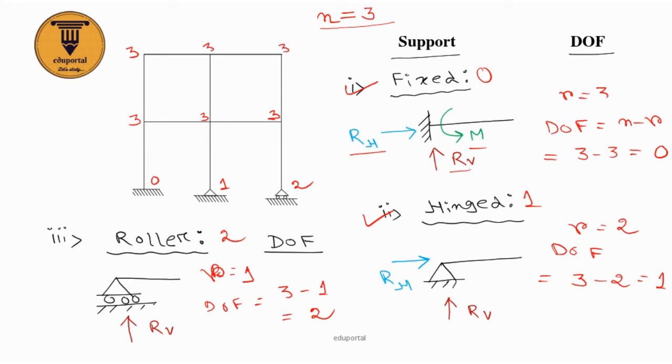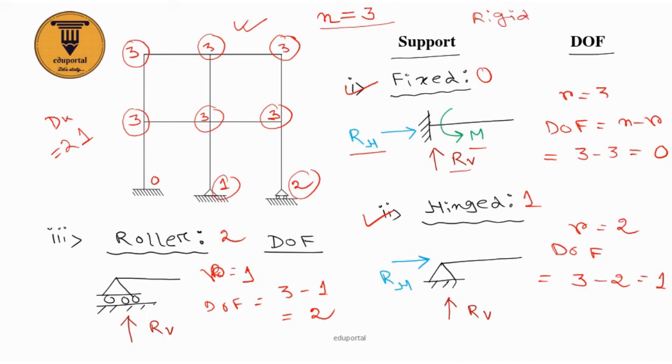Okay, so what will be the total kinematic indeterminacy? So addition of degrees of freedom, 3 plus 3 is 6, plus 3 is 9, plus 3 is 12, plus 3 is 15, plus 3 is 18, plus 2 is 20, plus 1 is 21. So 21. Okay, so this is a rigid jointed plane frame. This is not a space frame, this is a plane frame.